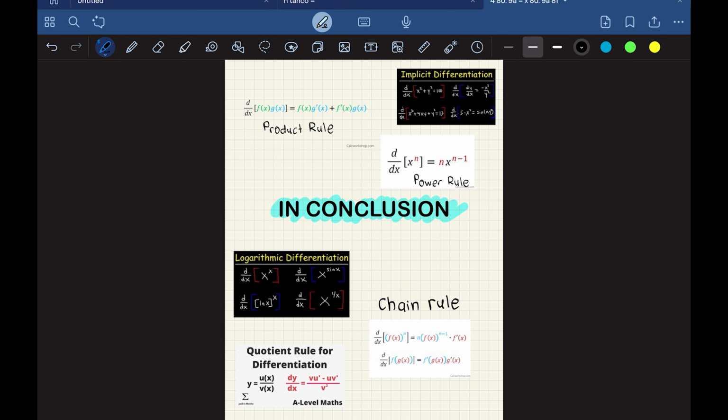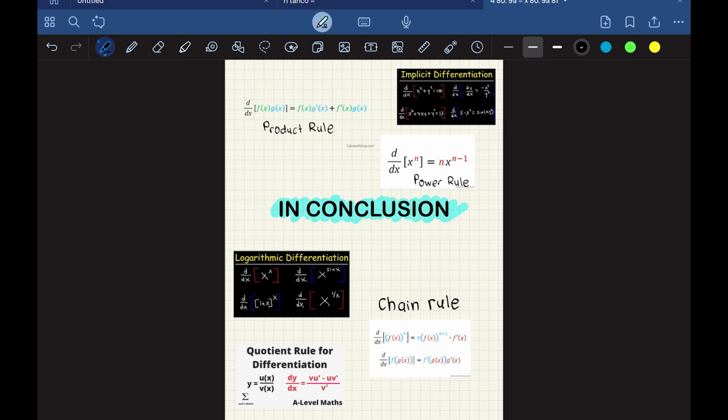In conclusion, we've explored several key methods like product rule, power rule, quotient rule, chain rule, implicit differentiation, and logarithmic differentiation. All of these key methods are used depending on the function structures. Power rule is used when differentiating expressions of the form x to the power of n. Product rule is used when differentiating the product of two functions. Quotient rule is used when differentiating a quotient of two functions.